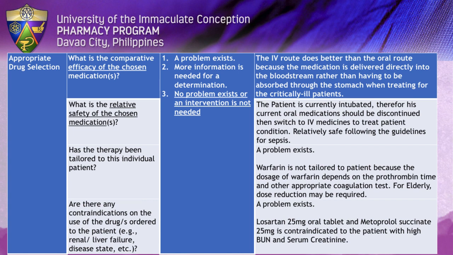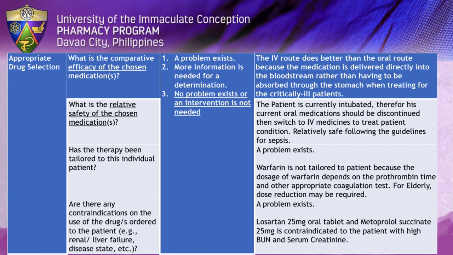Appropriate drug selection. What is the comparative efficacy of the chosen medication? The IV route does better than the oral route because the medication is delivered directly into the bloodstream rather than having to be absorbed in the stomach when treating a critically ill patient. What is the relative safety of the chosen medication? The patient is currently intubated, so his current oral medication should be discontinued, then switched to IV medicine to treat the patient's condition. It is relatively safe following the guidance for sepsis.